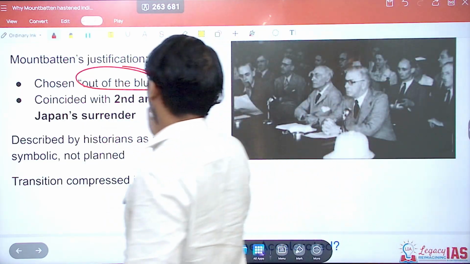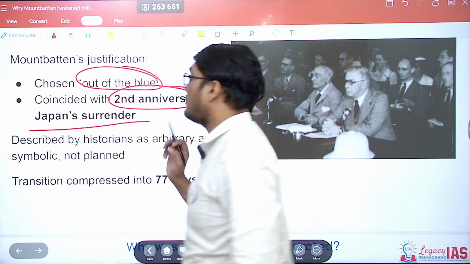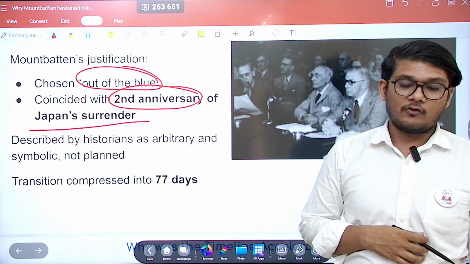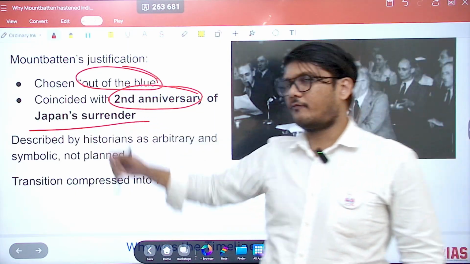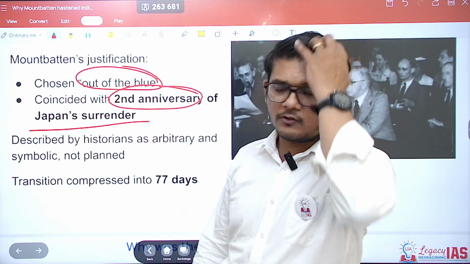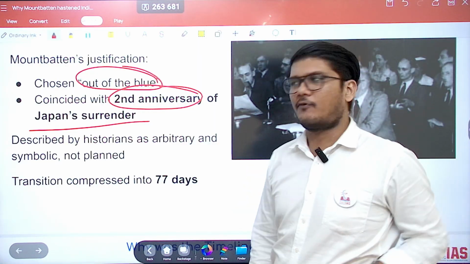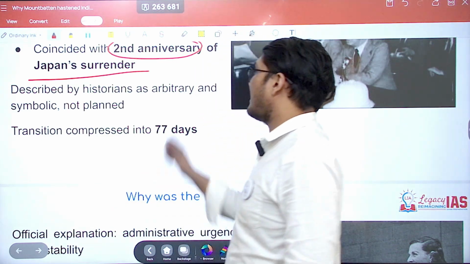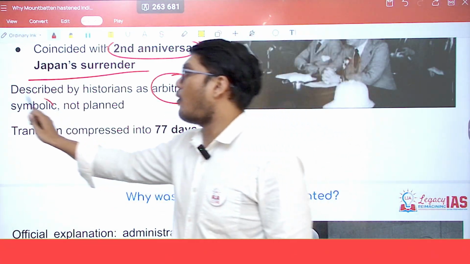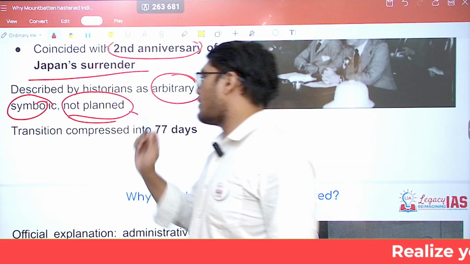It coincided with the second anniversary of Japan's surrender. So probably that was one thought, but advancing it was not because of this. It was because the situation was becoming untenable for the Britishers. This particular thing is described as arbitrary, symbolic, not planned at all.